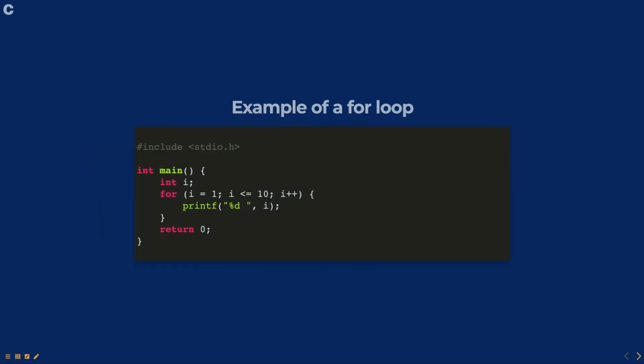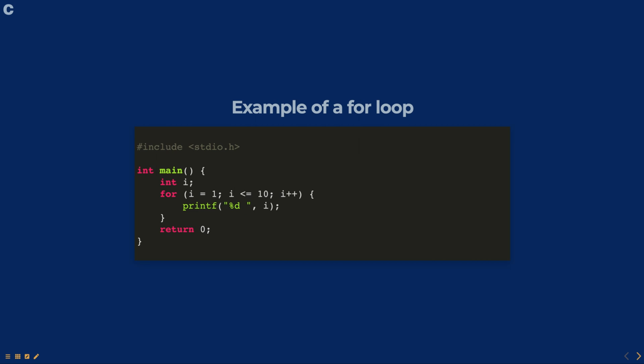Here is an example of a for loop that counts from 1 to 10. In this example, the variable i is initialized to 1 in the initialization part, and the condition i is less than or equal to 10 is evaluated before each iteration of the loop. As long as i is less than or equal to 10, the code inside the loop is executed, which is a printf statement that prints the value of i followed by a space. The value of i is then incremented by 1 using the i++ in the increment/decrement part.